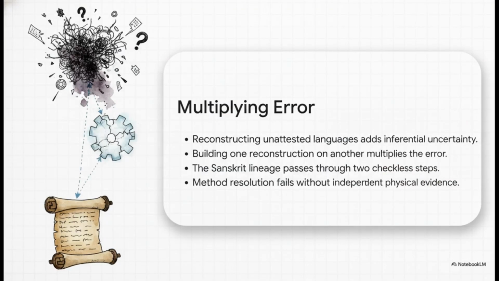Let's break down why this is so problematic from an investigative standpoint. Reconstructing just one unattested language already carries a heavy layer of inferential uncertainty. But when you use that first reconstruction to build another, you aren't just adding error, you are multiplying it. The Sanskrit lineage is forced to pass through 2 consecutive inferential steps without a single external check. Because there's no independent physical evidence at either node, the total margin of error compounds immensely. As Nichols confirmed, the method's resolution fails precisely in these situations where independent evidence is entirely absent.